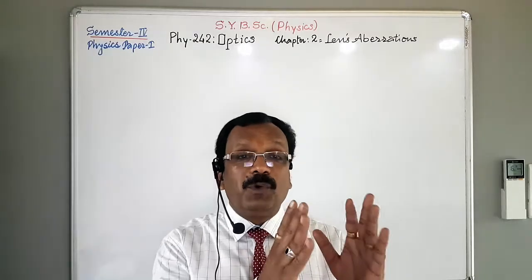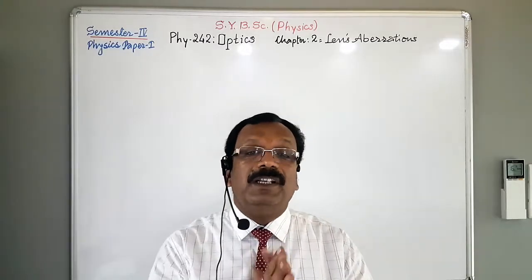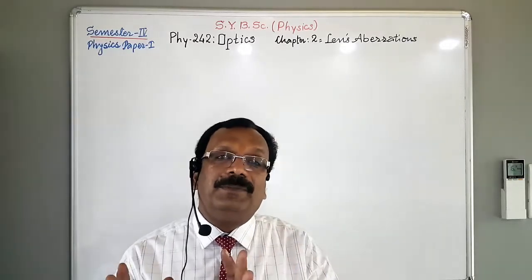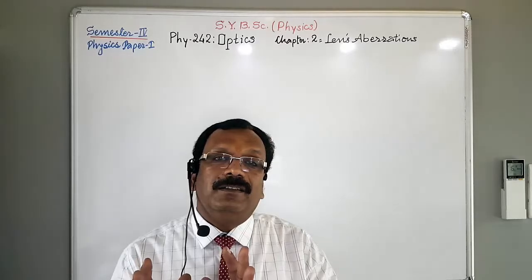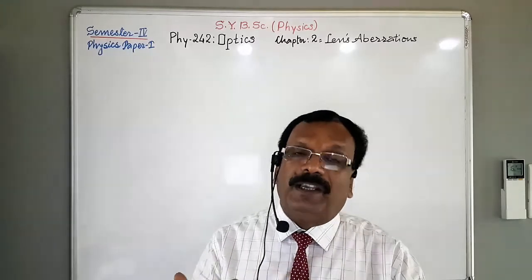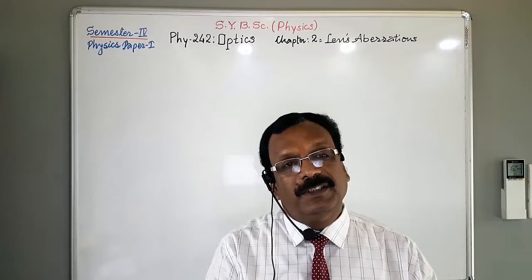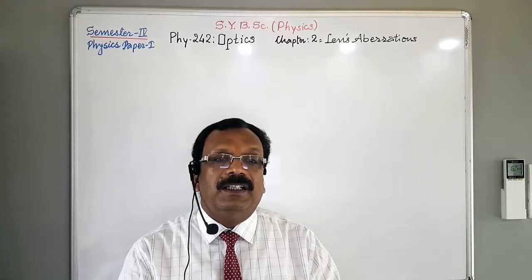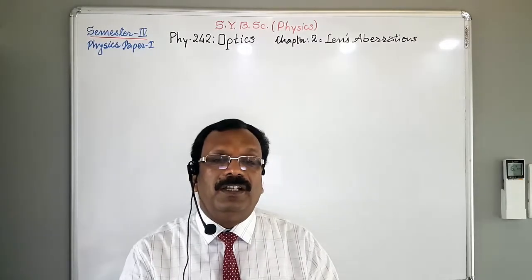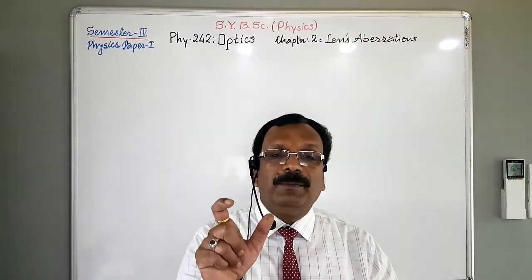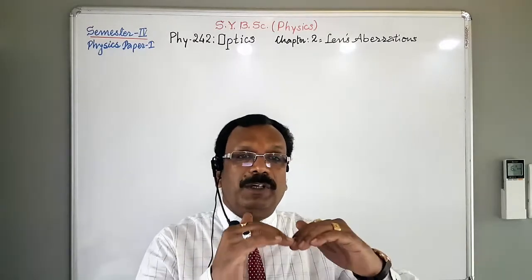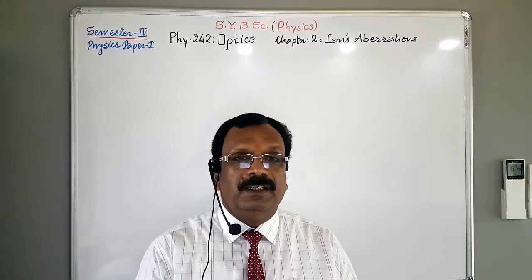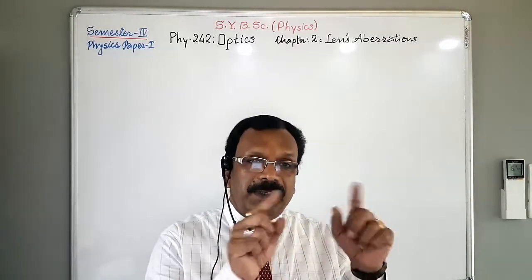What is the similarity in both and what is the difference in both? That means what is the similarity between spherical aberration and chromatic aberration, and what is the difference between them? This is the notable question. So I am again going to tell you that in both the aberrations there is a failure of formation of a point image of the point object situated on the principal axis. This is the similarity.